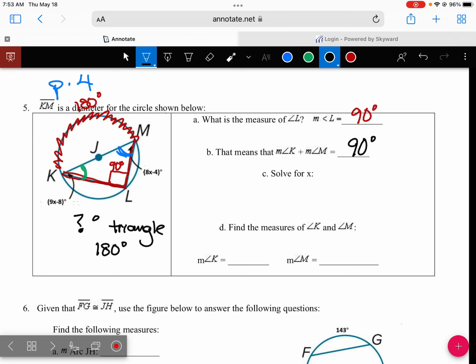Well, we have to add the measure of angle K plus the measure of angle M. So that is 9x minus 8 plus 8x minus 4 equals 90. All right, what do I do here at this part of the problem?